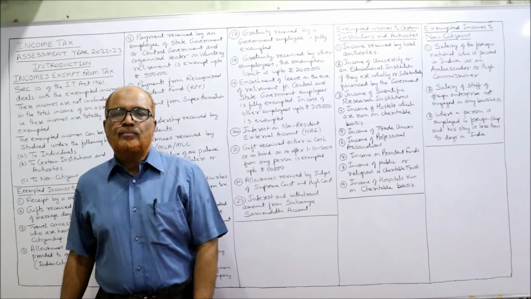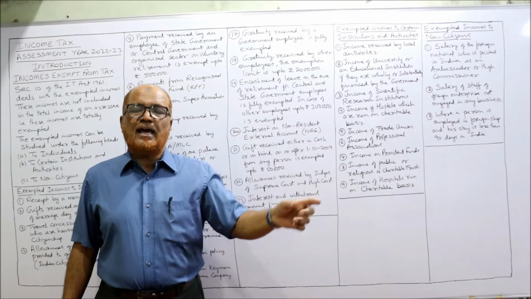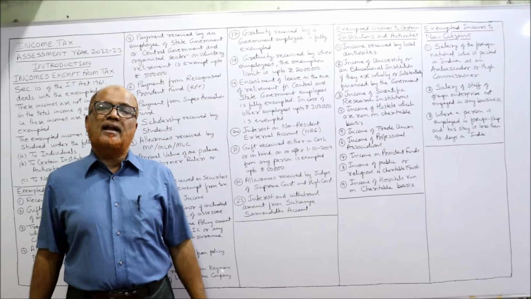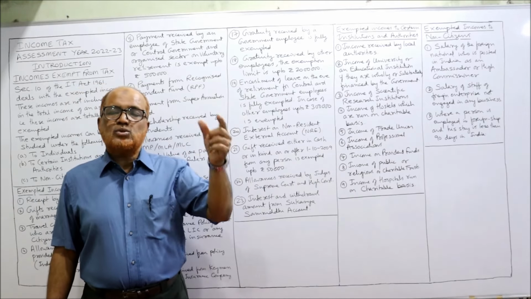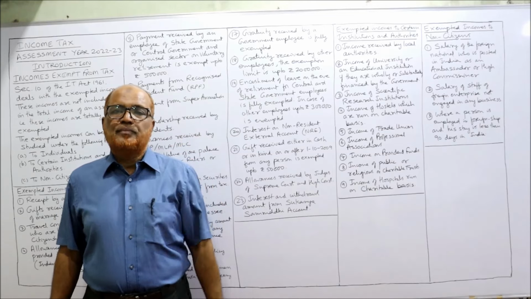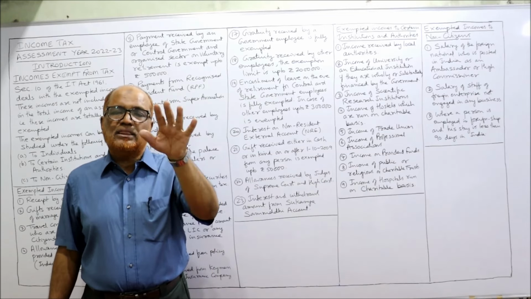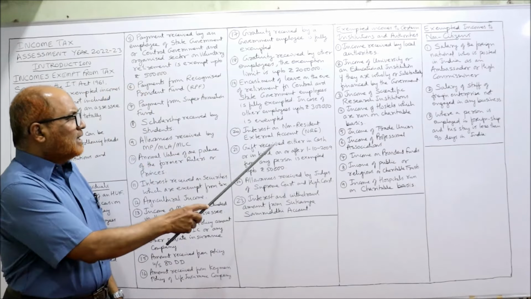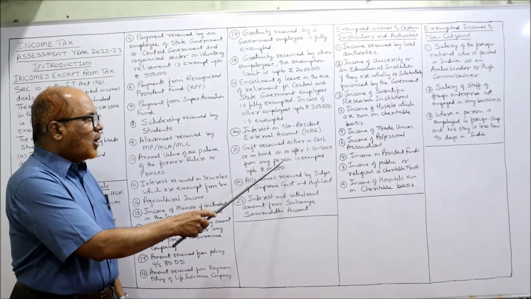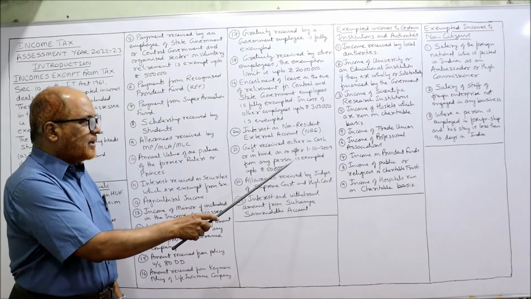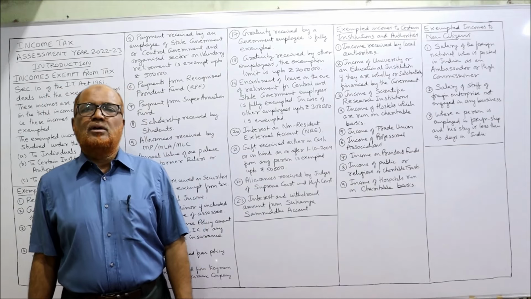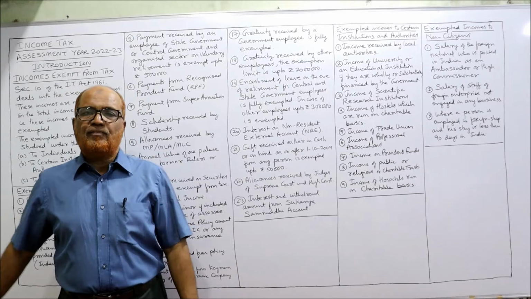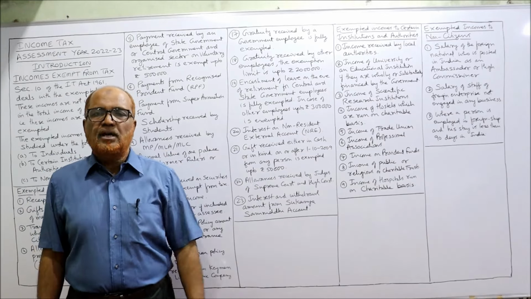Interest on NRE account, non-resident external account. The NRE account will be opened only by NRIs, non-resident Indians. So if an NRI has opened the NRE account, then any interest accrued in that NRE account is fully exempted. Gift received either in cash or in kind on or after 1/10/2009 from any person is exempted up to rupees 50,000.